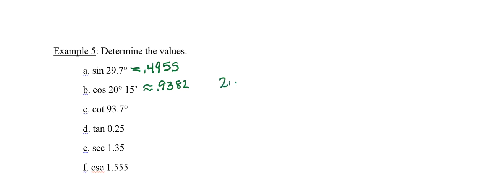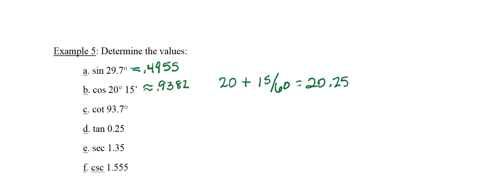So let me write here what I did. I did 20 plus 15 divided by 60 to get the decimal of 20.25, and then I did the cosine of that. The next one is cotangent of 93.7. As I'm looking on here, notice there's no cotangent, but we have reciprocals. So what you have to do first is cotangent is the reciprocal of tangent. So I'm going to do 93.7 tangent, and then I'm going to flip that upside down. On this calculator, this is the reciprocal button. Some calculators, it's an x to the -1 button, so you'll have to find that. When I push that, it flips it upside down for me, so it's -0.0647. Shows you sometimes they can be negatives.